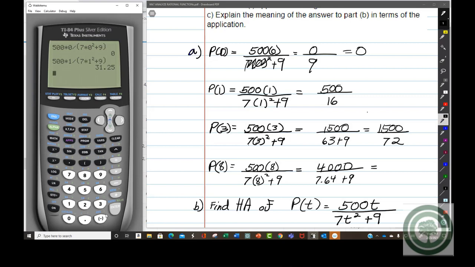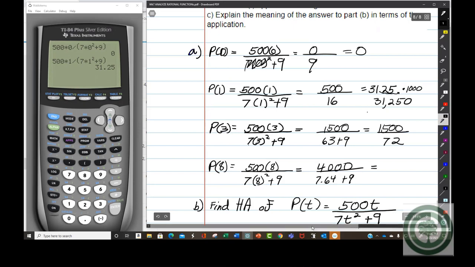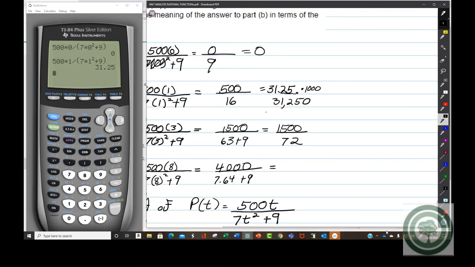And I get 31.25. That's 31 1/4 people. Oh, no, it's not, because it's 31 1/4 thousand. This is in thousands, right? It's a big resort. So what you do is multiply this by 1,000, and that moves the decimal point 3 places to the right. So your answer is going to be 31,250. Forgot about that little problem. Okay, that's a lot of people after the first month, but it must be the season, right?